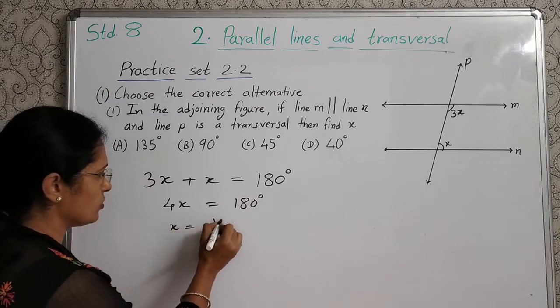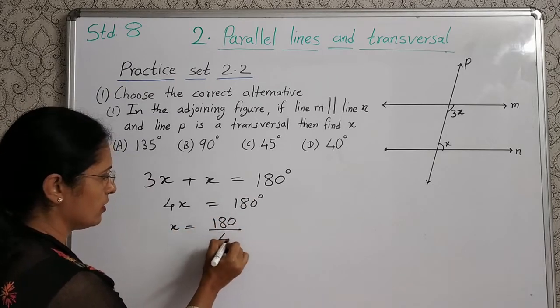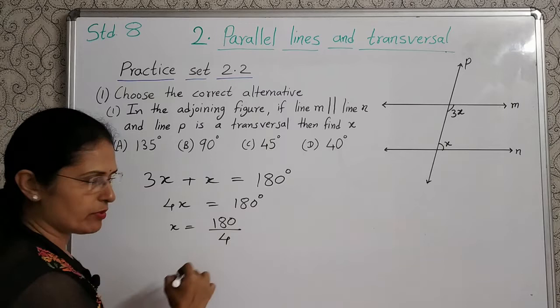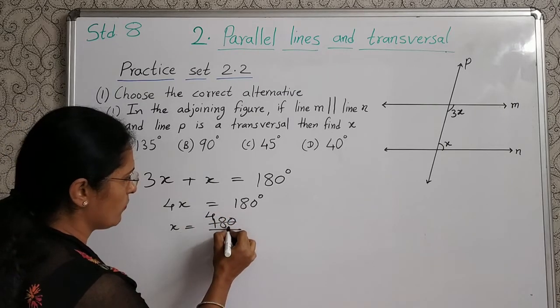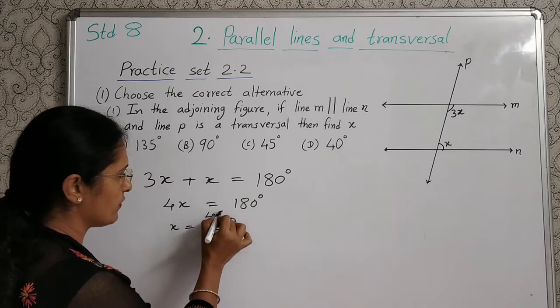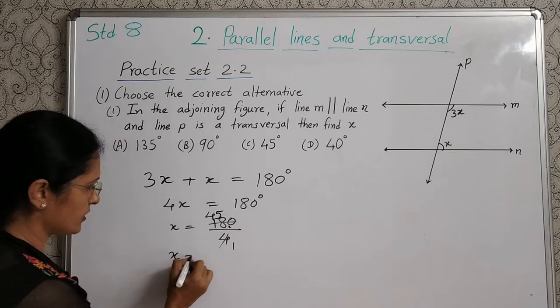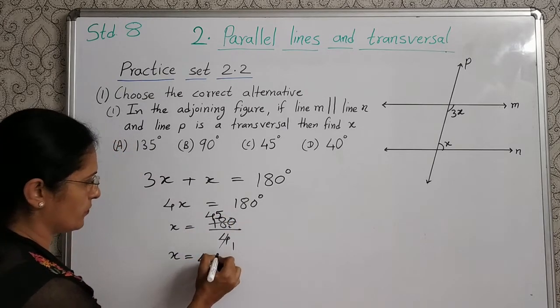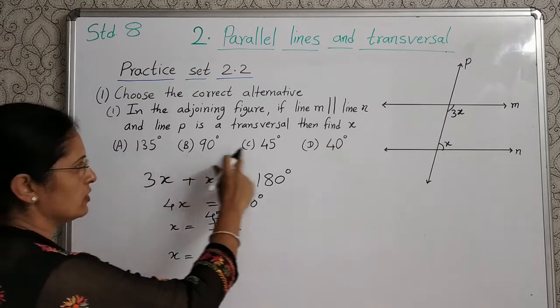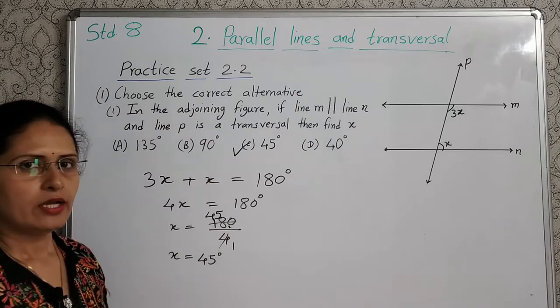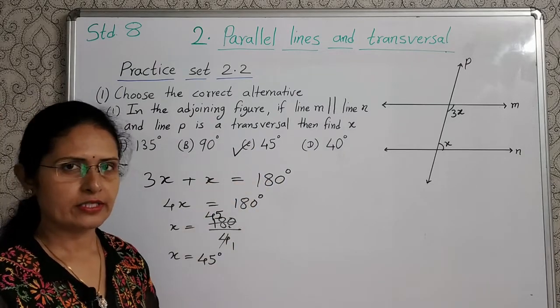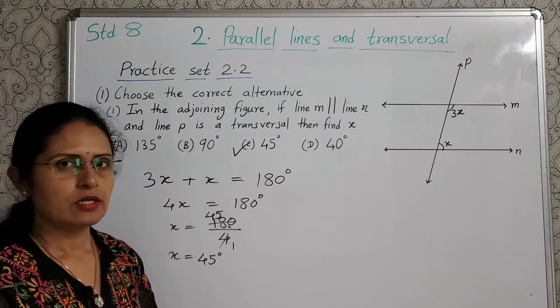So x is equal to 180 by 4. So 180 divided by 4. We will simplify this. 4 ones are 4. 4 4s are 16, 2 remainder. So 20. 4 5s are 20. Therefore x is equal to 45. And therefore here option C is correct. So the answer is, x value is 45 degrees. Option C is the correct option.